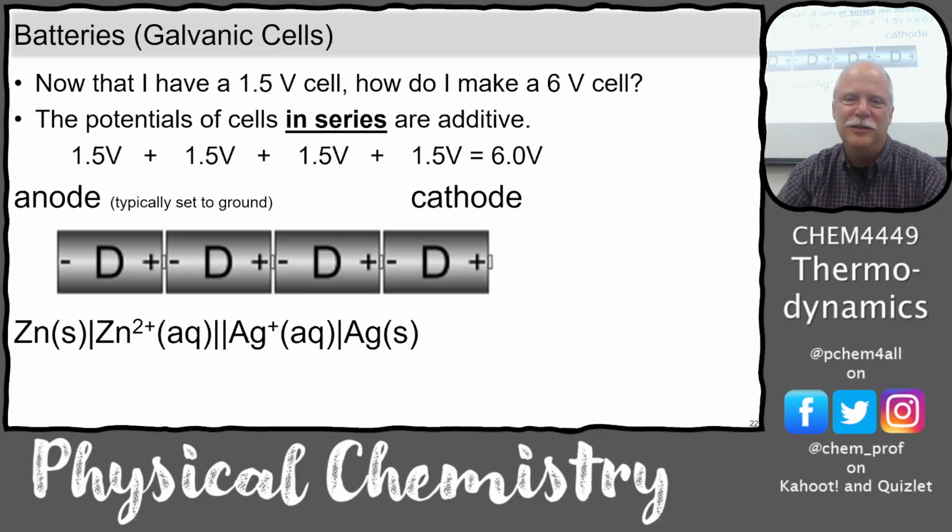So then now that we have a 1.5 volt cell, and it may not be the cheapest cell because it uses silver, and silver is expensive, but still, how do we make a 6 volt cell? Well, if you put these batteries end to end, the voltage is added. So each one of these adds 1.5 volts. So this is how you would get a 6 volt cell. It's putting them in series.